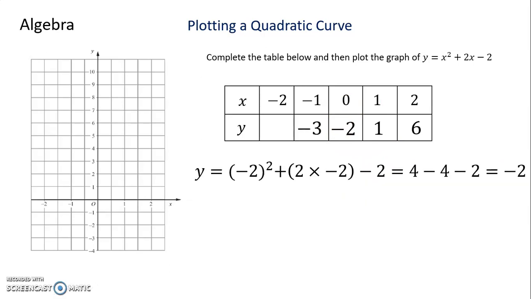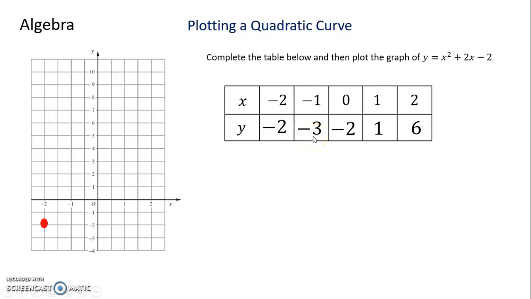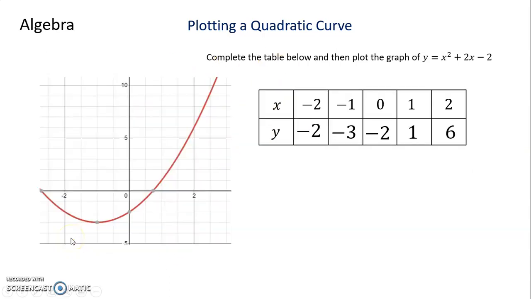And then finally, we're going to have negative 2 squared, add 2 times negative 2, subtract 2. So negative 2 squared is 4. 2 times negative 2 is negative 4. And then I'm subtracting 2. These 4 subtract 4 will give me 0. So my answer is negative 2. So here what happens is the line of symmetry is actually about negative 1. So when I plot my points, you can see that the line of symmetry is not about the y-axis, it's over here. And when I join those up, I get this sort of shape. So don't expect that always to be symmetrical about the y-axis.